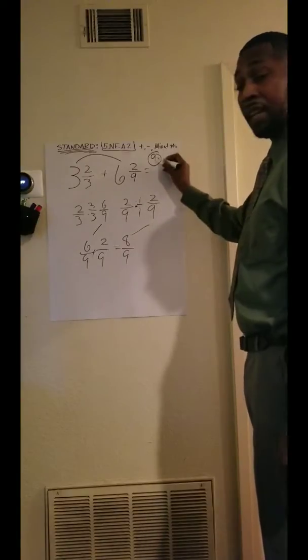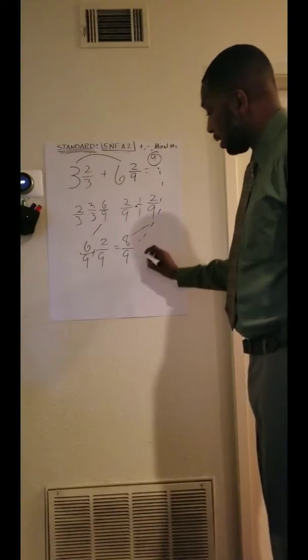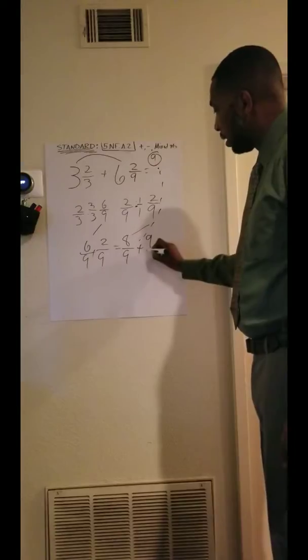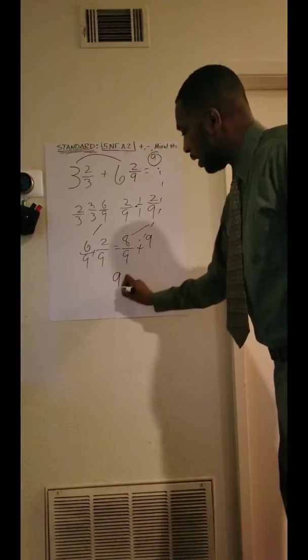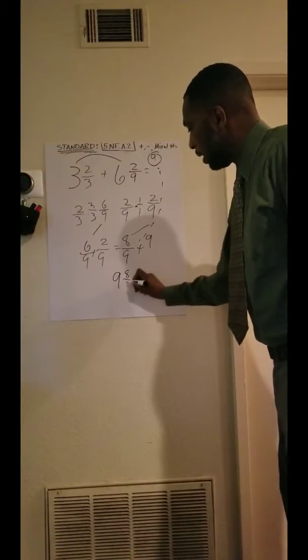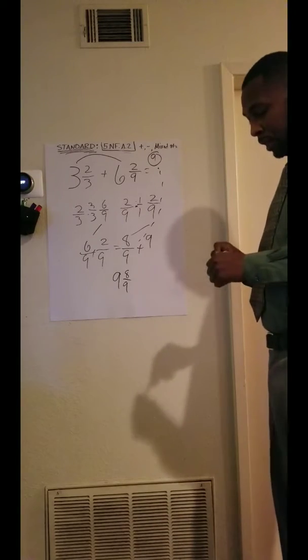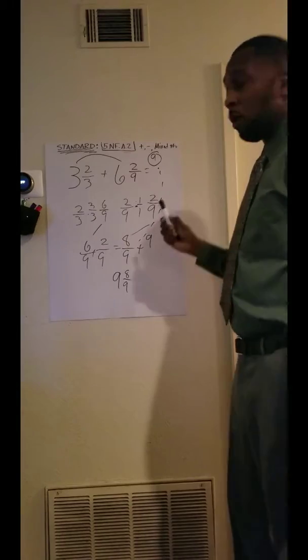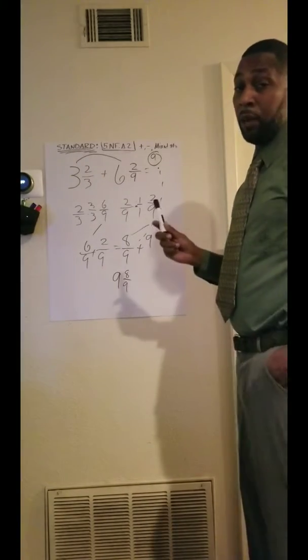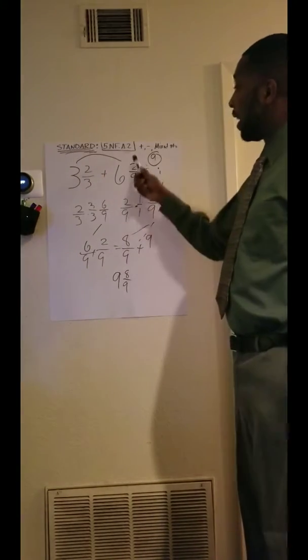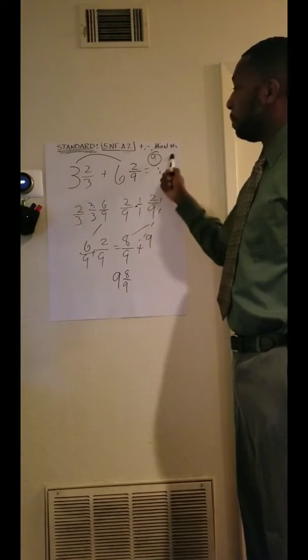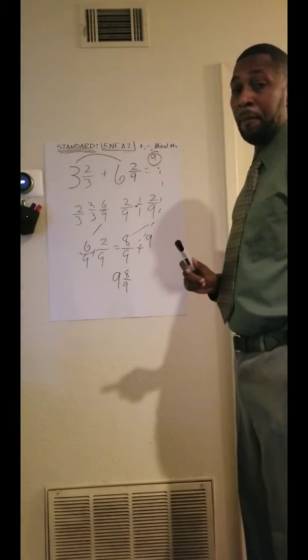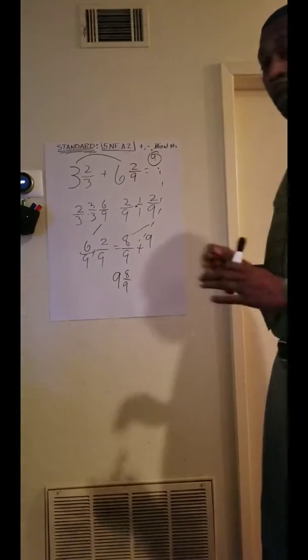But remember, I got that 9 up top, right? So I'm going to bring that 9 down. Plus 9 equals 9 and 8 ninths. Okay? So this is basically what your child is learning in math right now. They're learning how to add and subtract mixed numbers. Okay? Now I'm going to go ahead and take it a step further and do a subtraction problem for you. Hopefully I can think of one where I have to borrow.